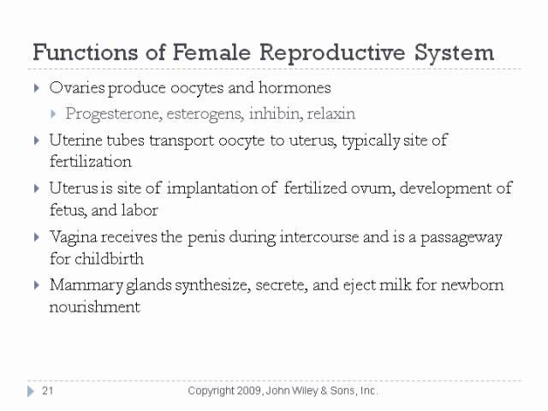So the gonads in the female are the ovaries. They produce gametes called oocytes and hormones. They produce a lot of hormones, progesterones and estrogens, as well as inhibin and something called relaxin.